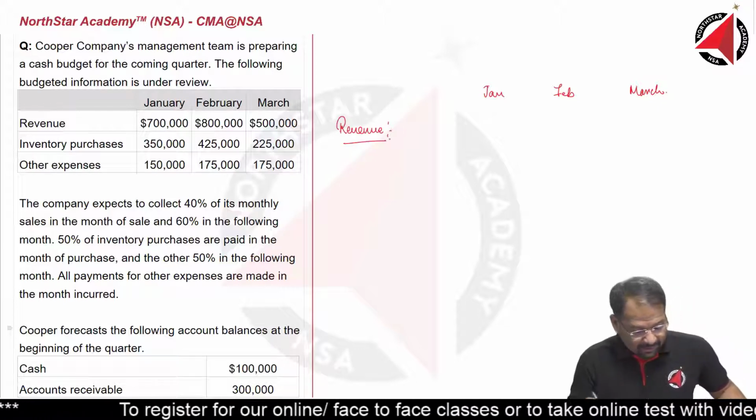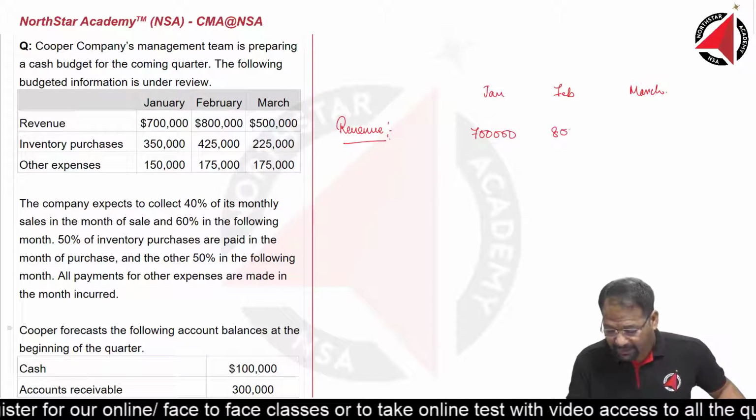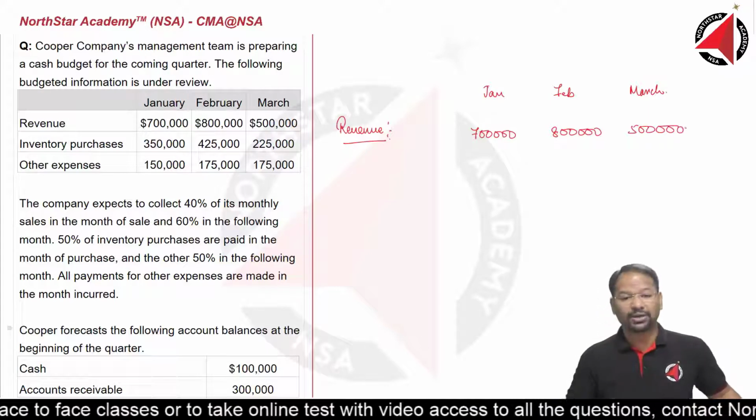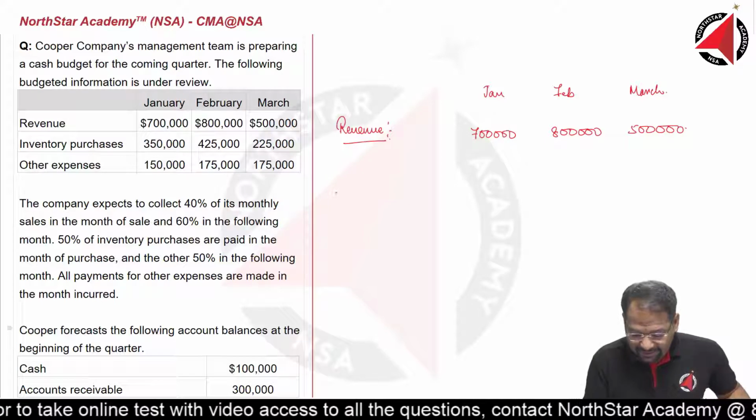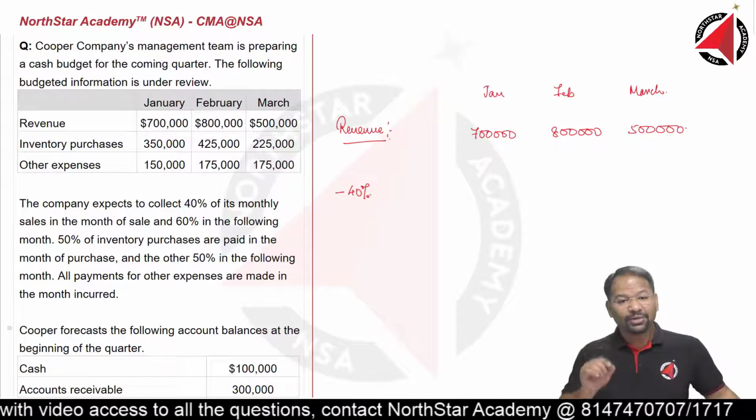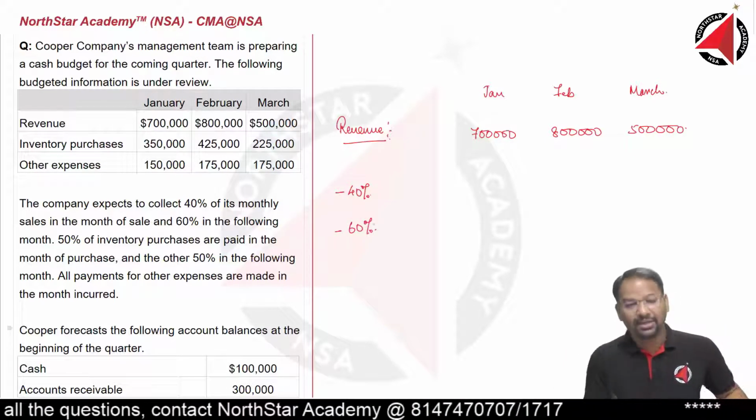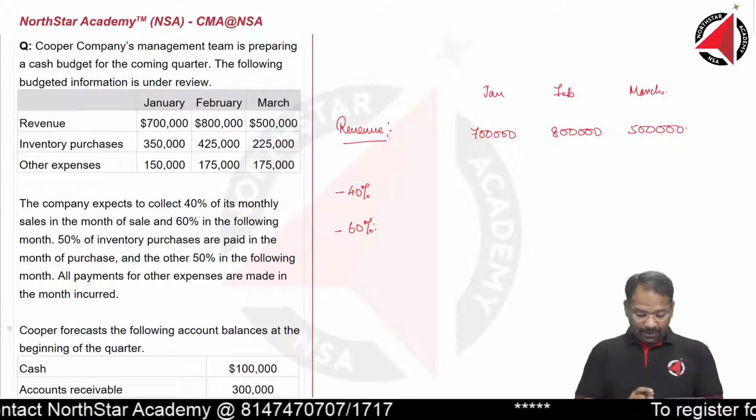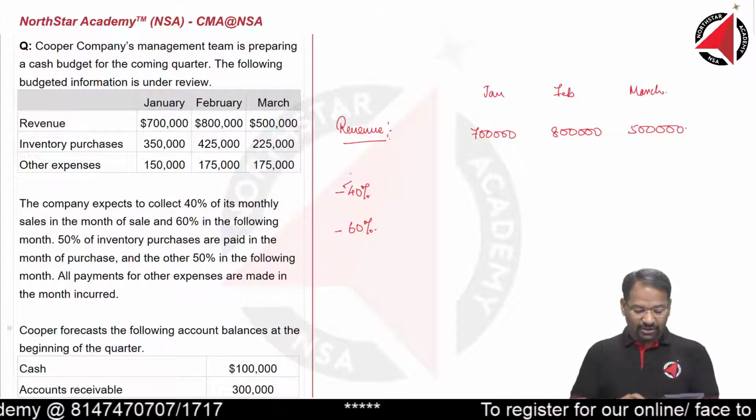Revenue. We have sold 700,000 in the month of January, 800,000 in the month of February and 500,000 in the month of March. Out of these sales, 40% will be collected in the same month. So 40% will be collected in the month of sale and the balance 60% shall be collected 1 month later. Means January sales will be collected in the month of February.